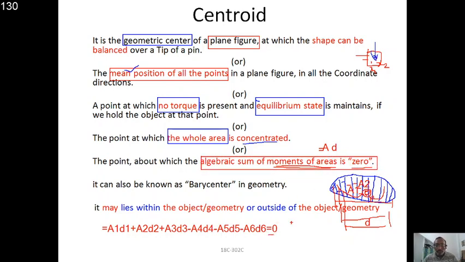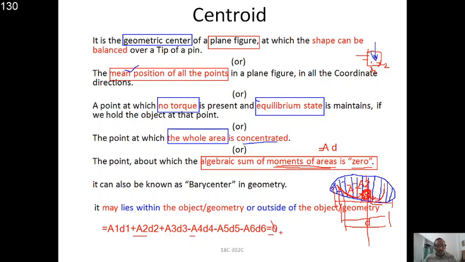So about which point? The center point. This is the point we are talking about. At this point, if I take the moments of all the areas, from this side it is an anti-clockwise direction, and from this side it is a clockwise direction. Anti-clockwise I am taking as positive here, and clockwise as negative. If I do it like this, I get the total sum equal to 0.